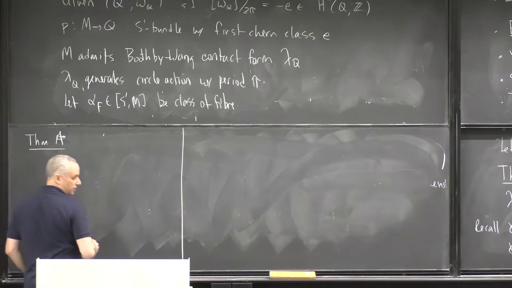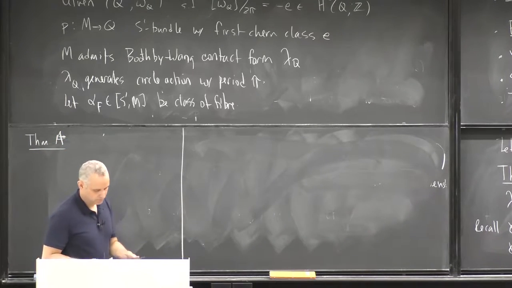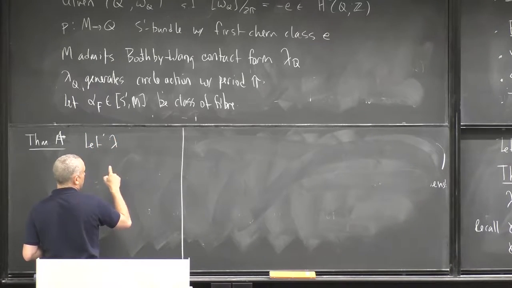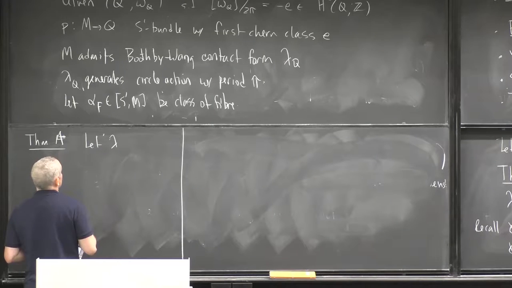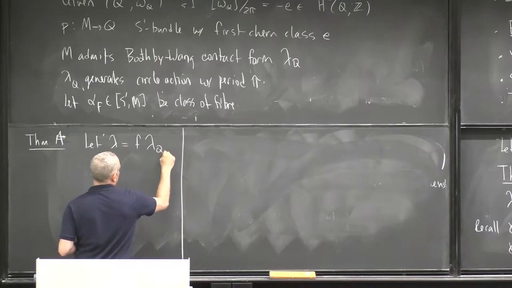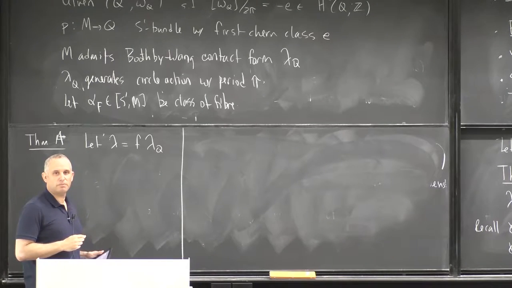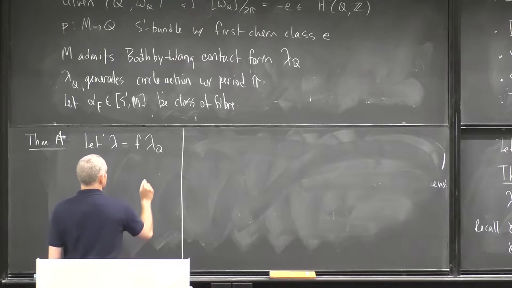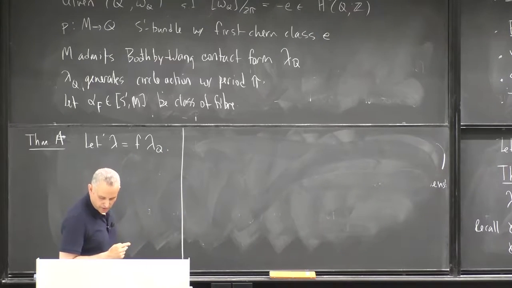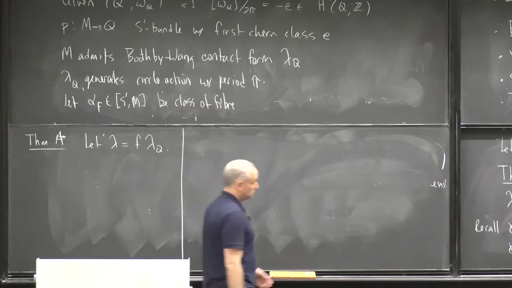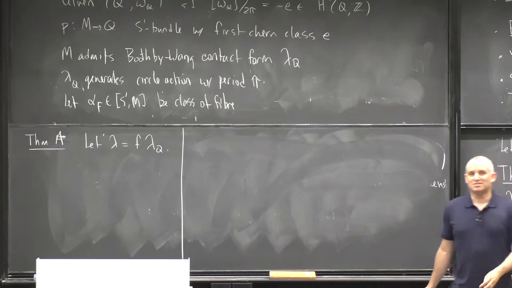So I'll call this theorem A. So let's let, again, lambda be another contact form on our pre-quantization space M, representing the same contact structure, but having a different dynamics because we've got this function F. And then, actually, the same statement holds.